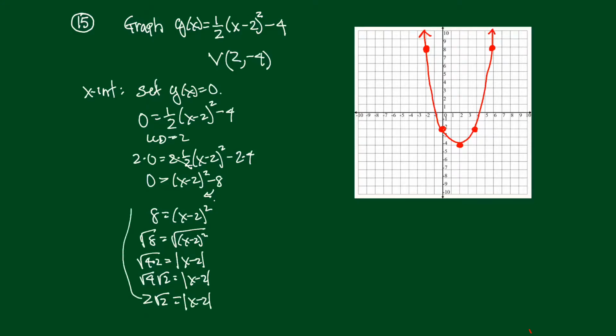Now I'm going to remove the absolute value, x minus 2, and this is where you get plus or minus 2 square root of 2. Add 2 and we'll have it. So the x-intercepts are at 2 plus or minus 2 square root of 2.